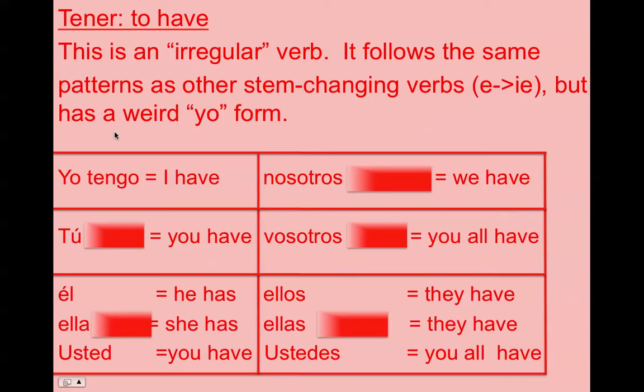You have. This can either be used in a question, like how many years do you have, or do you have a dog, or it can be used in an actual statement. So to ask how old are you, or how many years you have, it's cuántos años tienes, and tienes means you have.